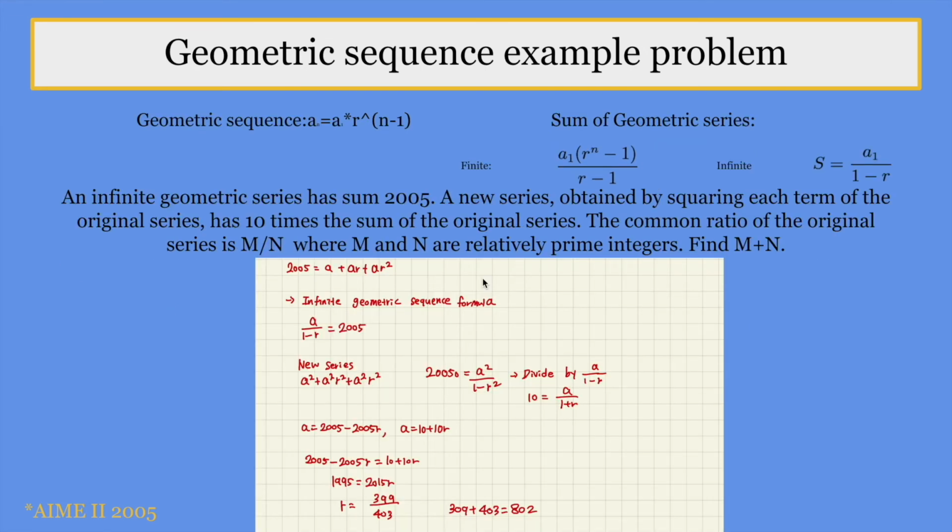To solve this problem, we will set the first term of the original geometric series as a and the common ratio as r. So 2005 becomes a plus ar plus ar squared plus, and it continues. And using the sum formula for an infinite geometric series over here, we have a over 1 minus r equals 2005. Then we'll form a new series, a squared plus a squared r squared plus a squared r to the power of 4 plus, and it can continue on.